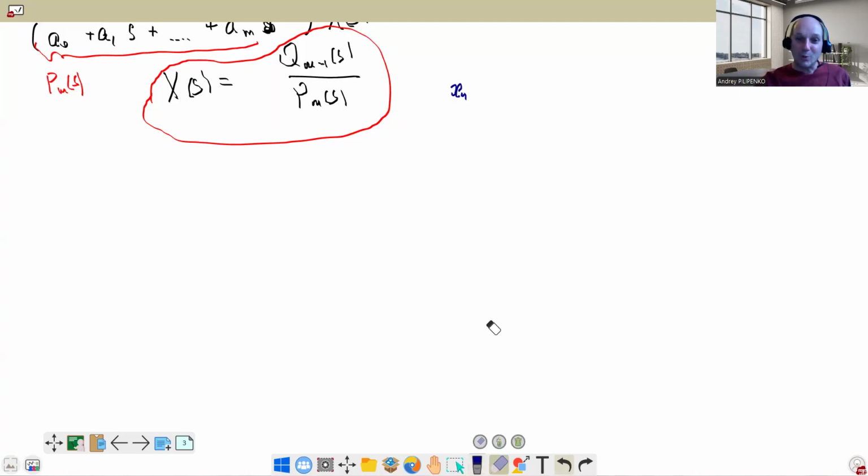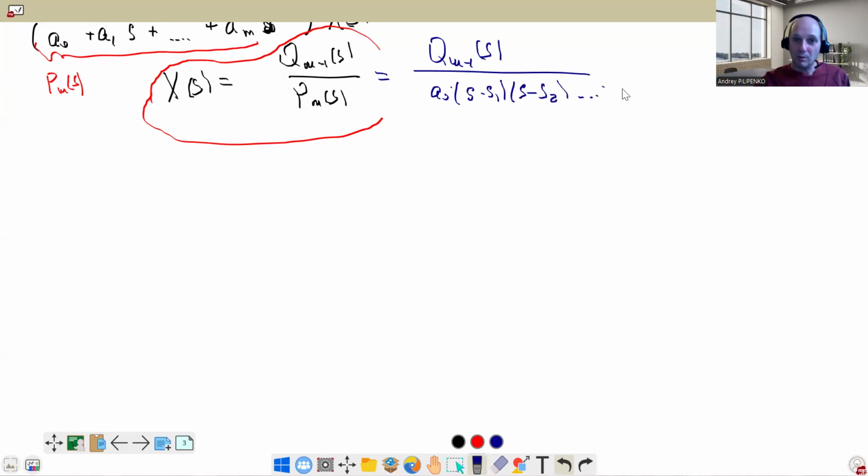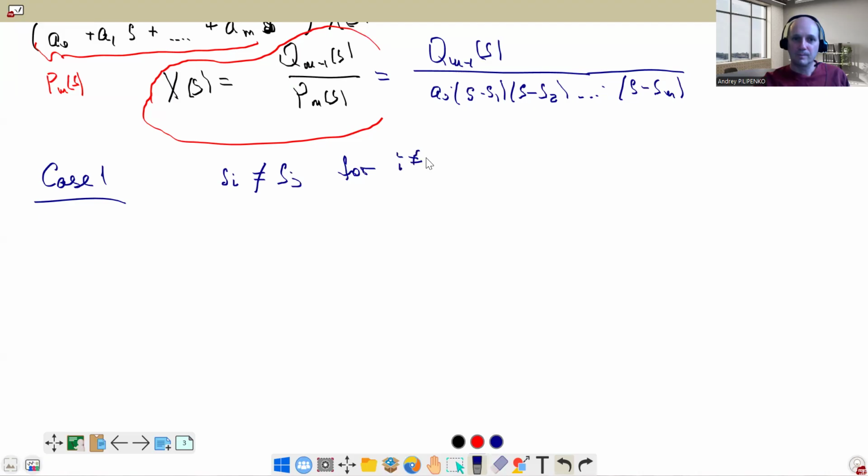Okay, so let me remind you. Sometimes it's convenient to find the roots of this polynomial and decompose this polynomial as a product of monomials. The first case is the simpler case. Assume that all roots of this polynomial are different. Then for x of s, please look, the degree of the numerator is m minus 1, so this is a polynomial of degree m minus 1, and here the polynomial of degree m.